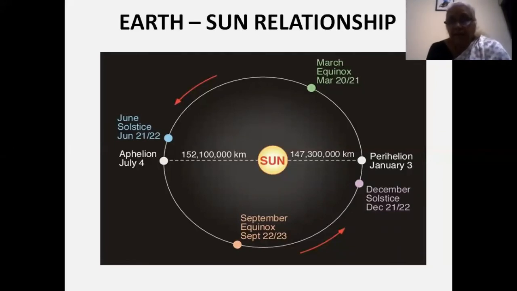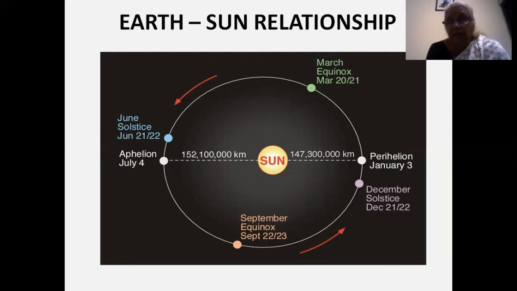Then we have certain positions of the Earth relative to the Sun. The average distance between the Earth and the Sun is 150 million kilometers, and that is equivalent to what we call 1 astronomical unit. But that's the average distance.